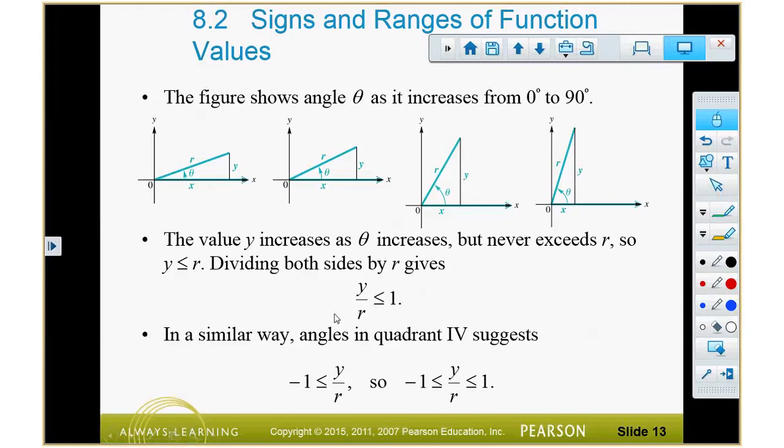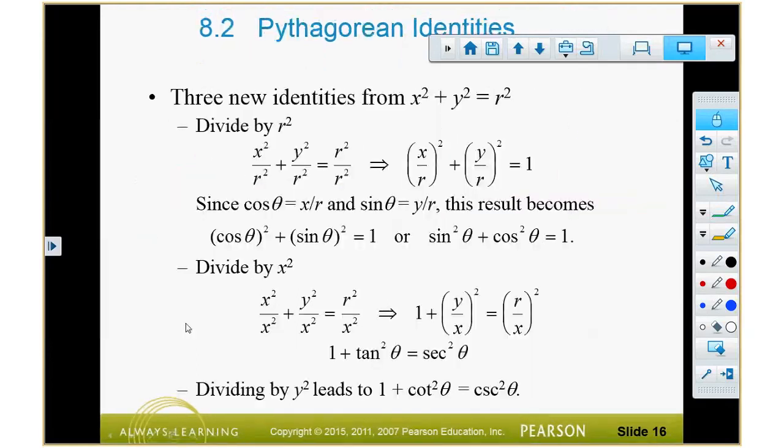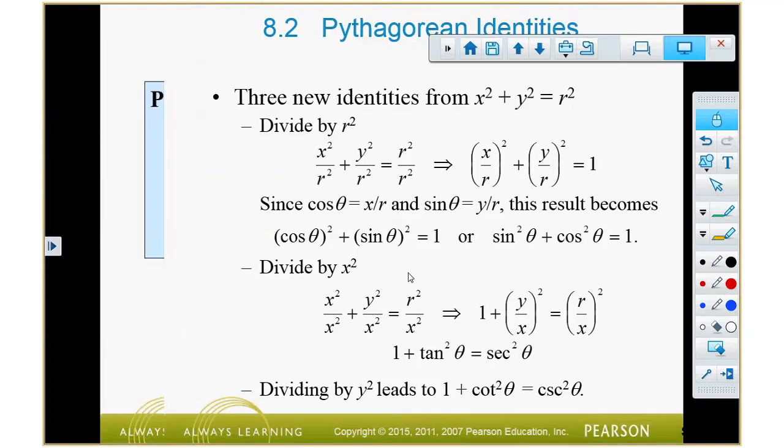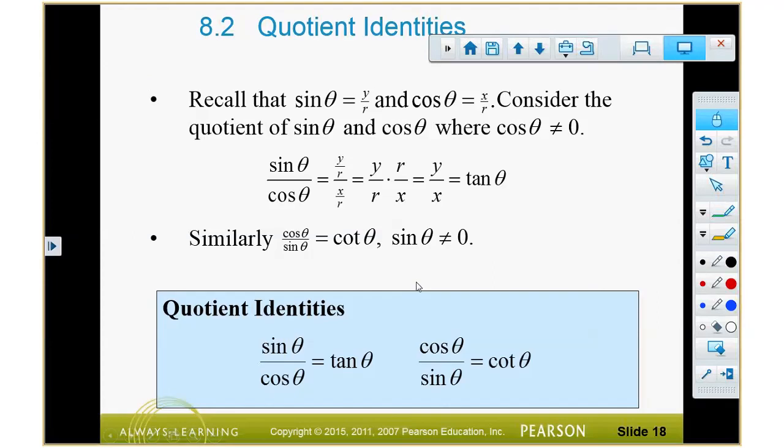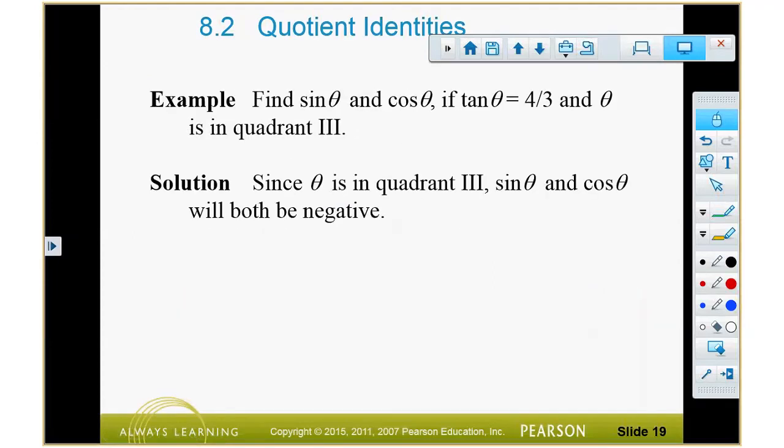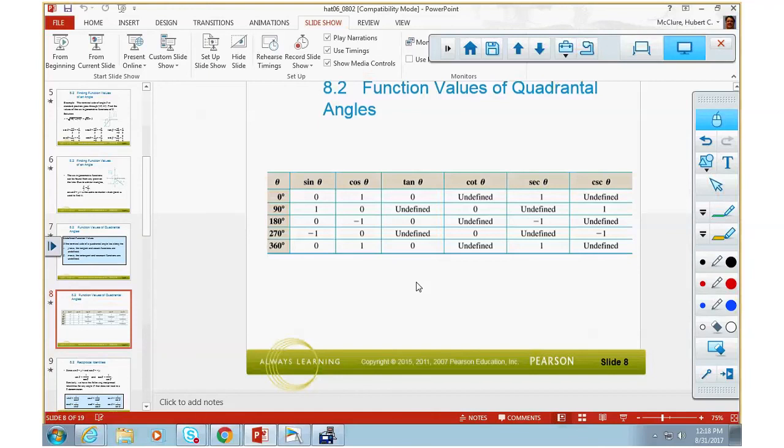Okay, this is not important. This is getting into Pythagorean identities, and I'm not going to get into those yet. God, they already getting into the identities? Okay, we'll get into that. I don't want to get into that right now.